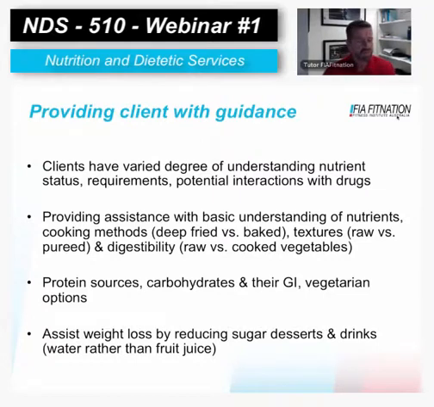Sometimes you'll be assisting in weight loss by reducing sugary desserts, for example, or being aware of the fact that fruit juice actually has about the same number of calories as Coca-Cola. So it's got about 200 to 250 calories in a 250 milliliter glass. So a lot of your clients will think, well, fruit juice is actually very healthy. Well, it is in terms of the micronutrients, but it also has a lot of calories. And if your client's on a weight loss program, then suggesting water rather than fruit juice would be a logical option.